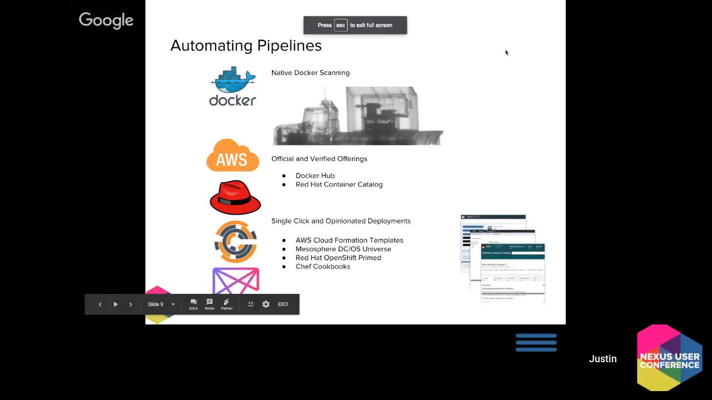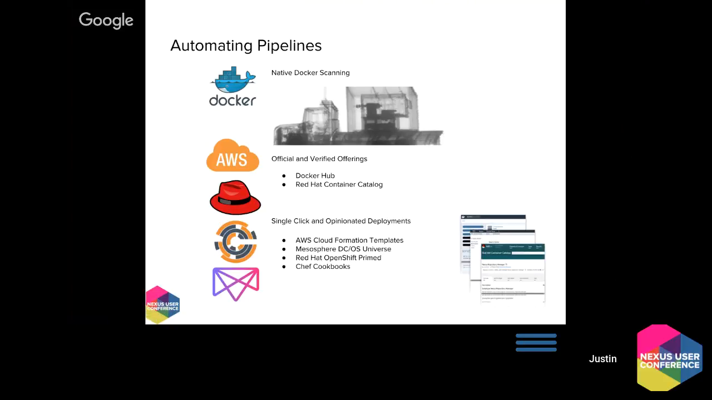So native Docker scanning, we just talked about that. You want to be able to understand what the contents of your containers are when they are in production. So the Nexus lifecycle, the CLI, the Jenkins plugin, all the interaction points we have for lifecycle will now open up an image and scan its contents. And that allows you a complete picture of what's running on your production systems.